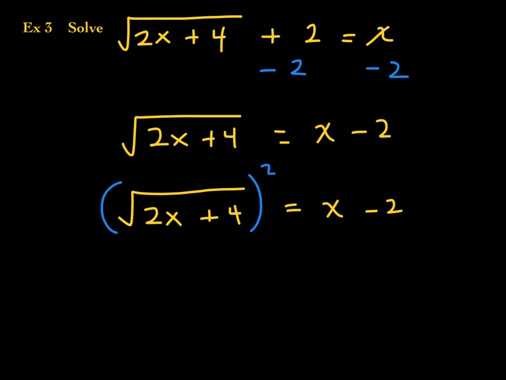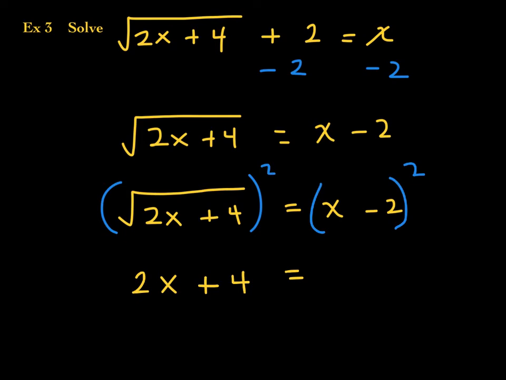You do not want to just square x and square negative 2. That's not what we're doing. We're squaring both sides. So take that whole side and square it, okay? Squaring the left-hand side just cancels out the square root. So you're just left with the radicand.